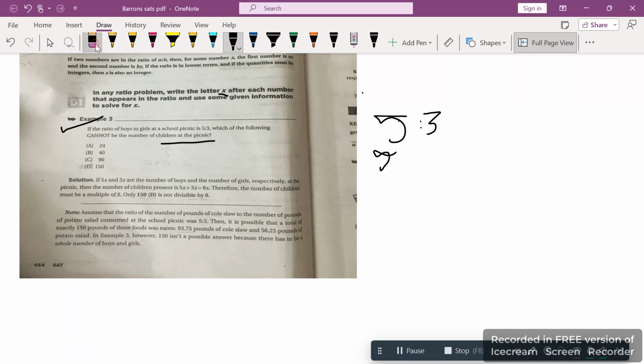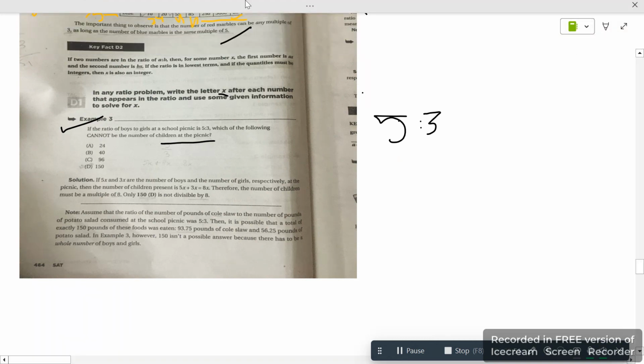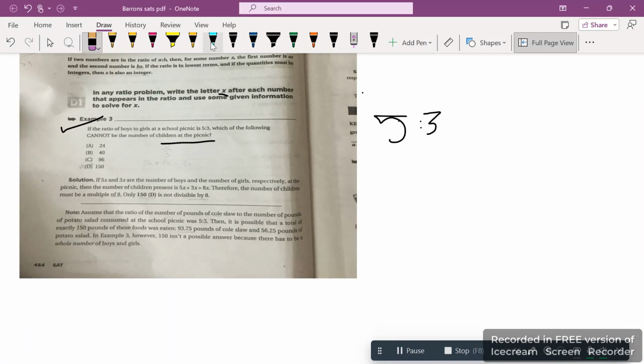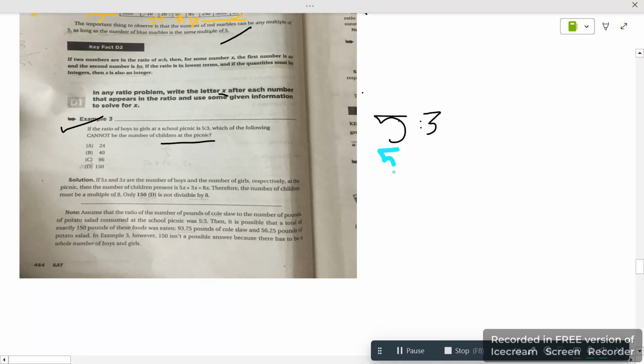Here there's a key fact written: if any ratio problem has a letter x after each number, then it appears as the ratio. So you can also add 5x plus 3x. Then when you add these both, you can also write it as 8x.